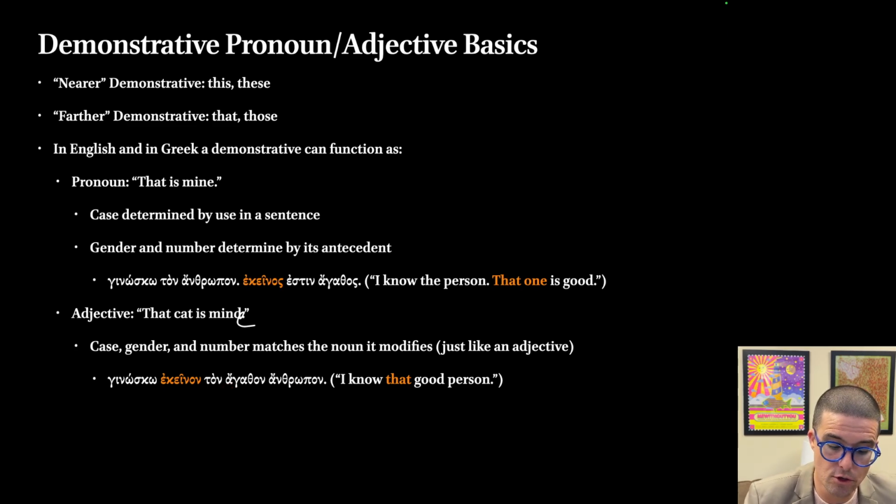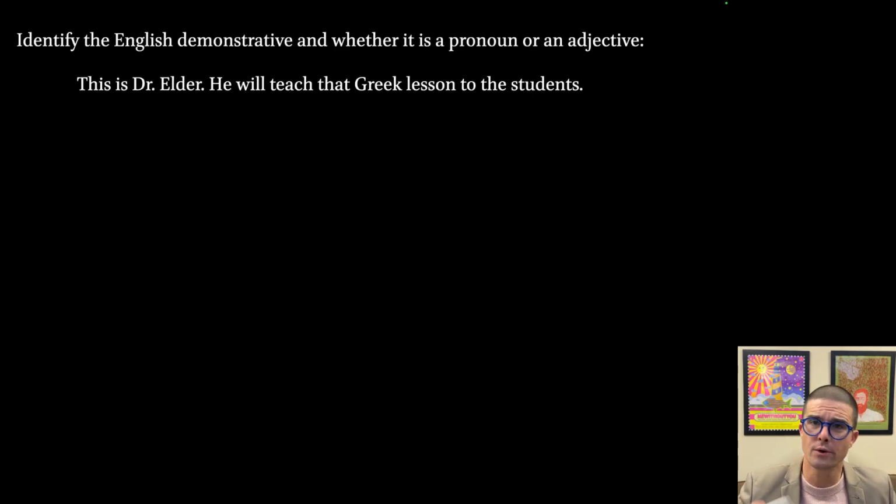We have two different adjectives modifying the person. So we have this whole phrase with the attributive adjective, ton agathon. It's attributive because why? That's right, because the definite article directly precedes the adjective. So the adjective is attributing something about the human, the good human, but it's further modified by ekenon, that. So that good human.